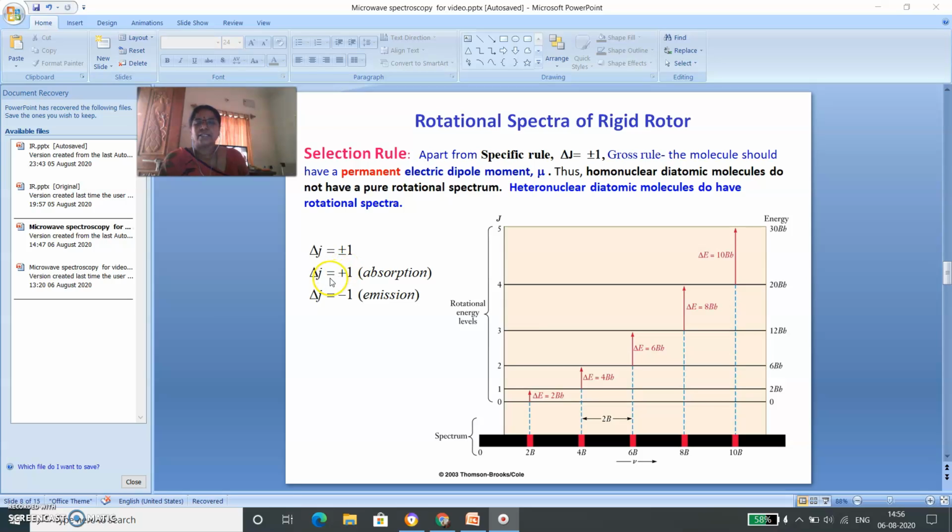Moreover, you can consider delta J is plus 1 for absorption, minus 1 for emission.